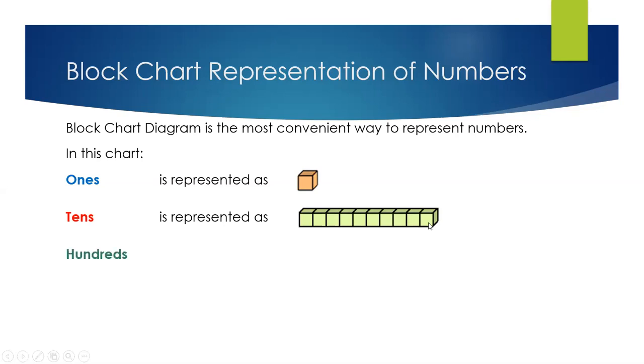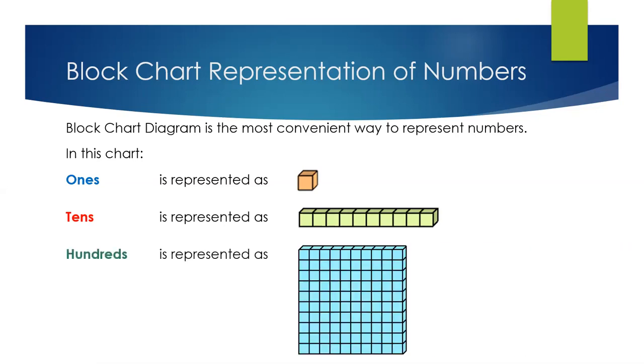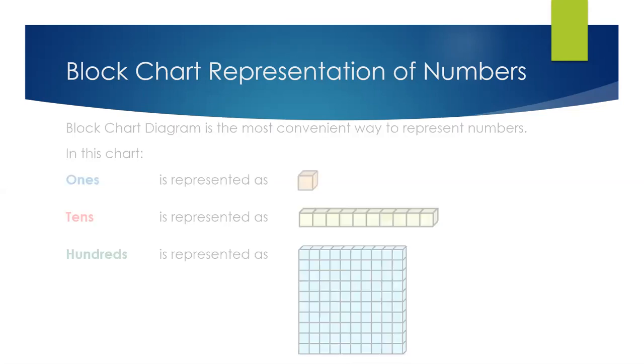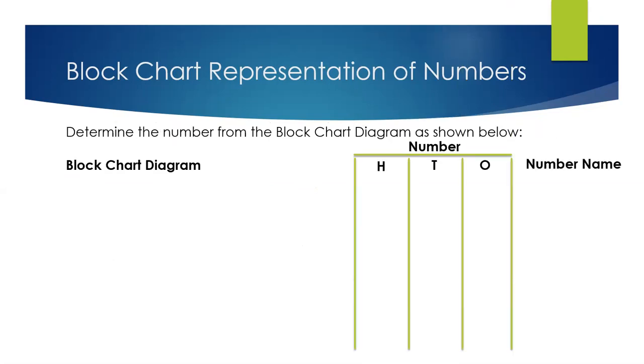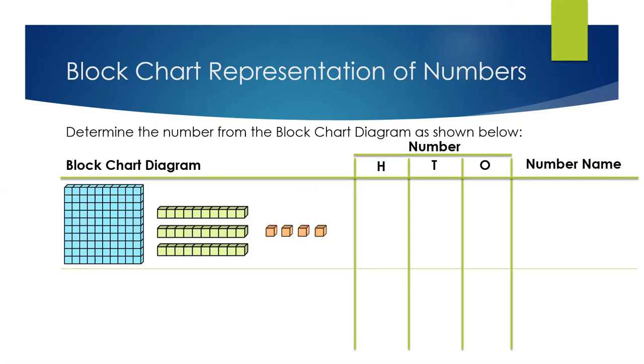And here comes the hundreds. Hundreds is represented as a grid of 100 blocks. So in the upcoming slides, I will provide you with some block chart diagrams, and then you will determine the number by determining the hundreds, tens, and ones, and then forming the numbers in numerals and then in words. So here we go. Here we are having our first block chart diagram.